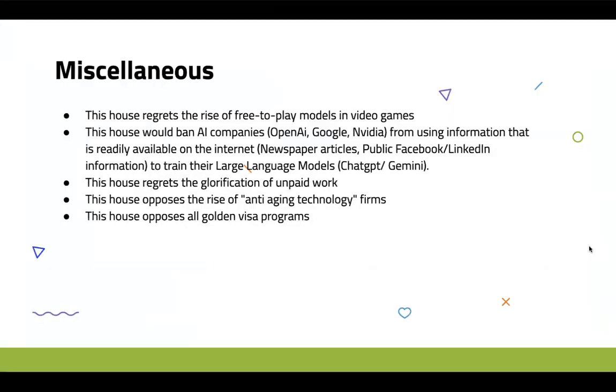This has been a pretty quick workshop, not gonna lie. So these are just kind of miscellaneous ones I have found, generally while looking for motions. So for example, this house regrets the rise of free-to-play models in video games, or the glorification of unpaid work, or others that you are able to read about anytime.